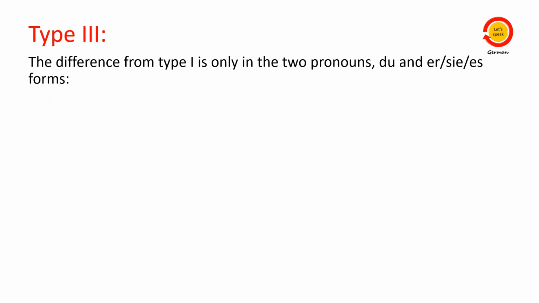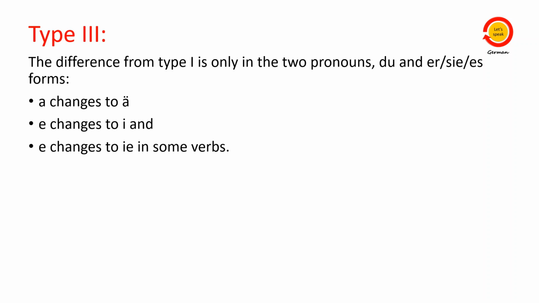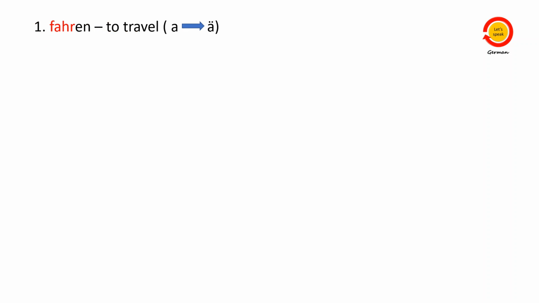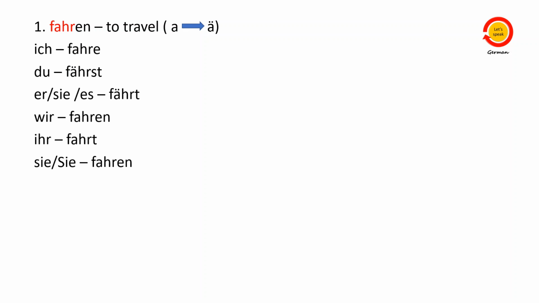Type 3. There is no specific way to tell if a verb comes under type 3 conjugation. On getting familiarized with the language usage, we can remember the pattern by ourselves. The difference from type 1 is only in the two pronouns du and er/sie/es forms. A changes to A umlaut, E changes to I, and E changes to IE in some verbs. The first verb in this pattern is fahren, to travel, wherein A changes to A umlaut.